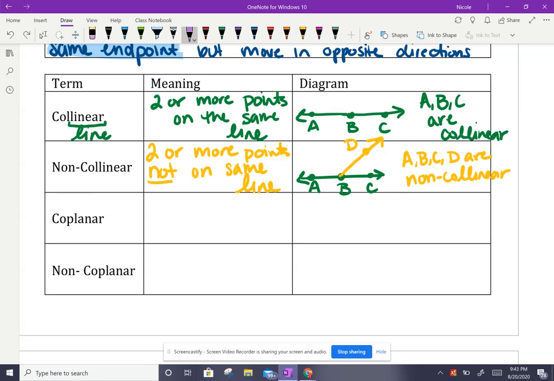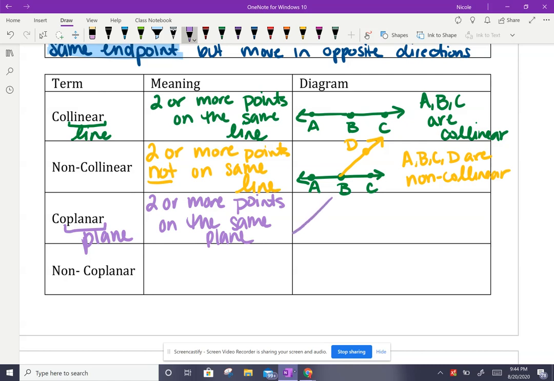Next, let's take a look at coplanar. Again, kind of a strange sounding word, but coplanar, think about what we've talked about today already. What does that word planar make you think of? Plane. Things on a plane. Again, not an airplane, a surface plane, a geometric plane. So things that are coplanar are two or more points on the same plane.